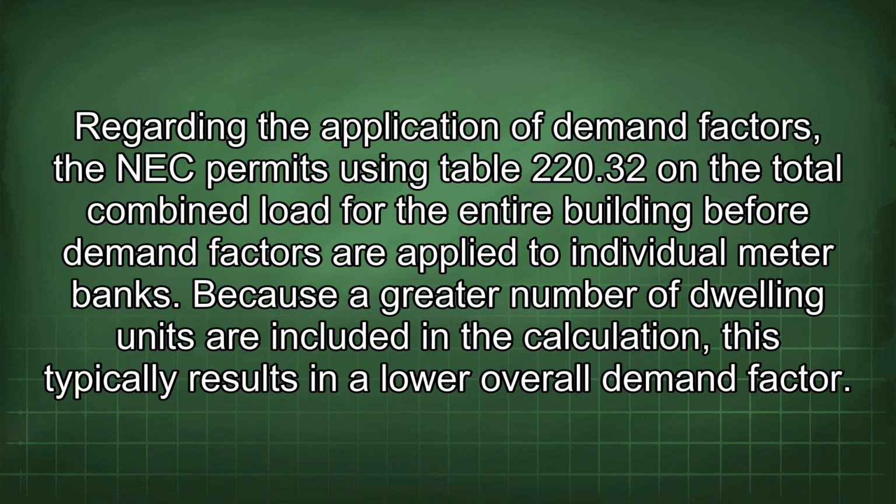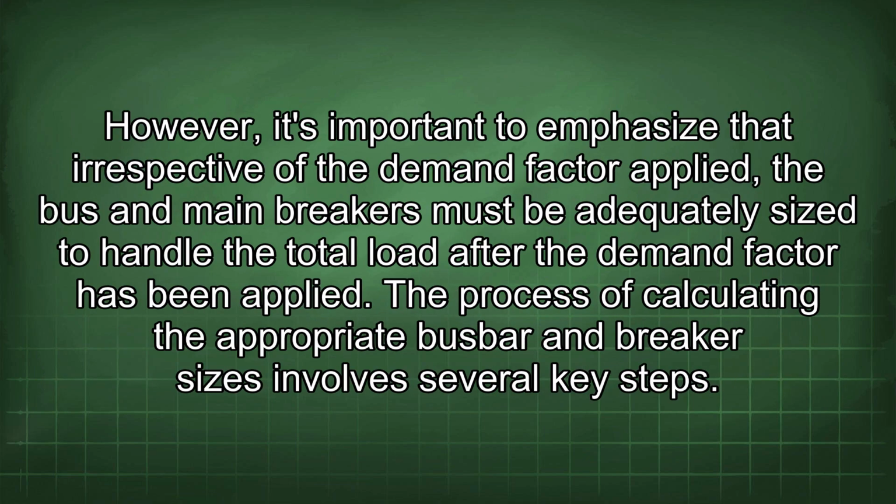Regarding the application of demand factors, the NEC permits using Table 220.32 on the total combined load for the entire building before demand factors are applied to individual meter banks. Because a greater number of dwelling units are included in the calculation, this typically results in a lower overall demand factor. However, it's important to emphasize that irrespective of the demand factor applied, the bus and main breakers must be adequately sized to handle the total load after the demand factor has been applied.